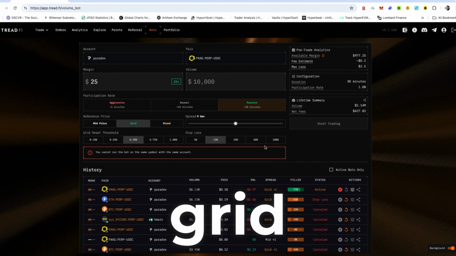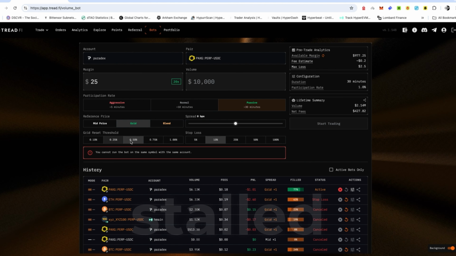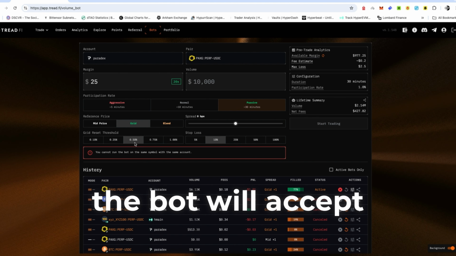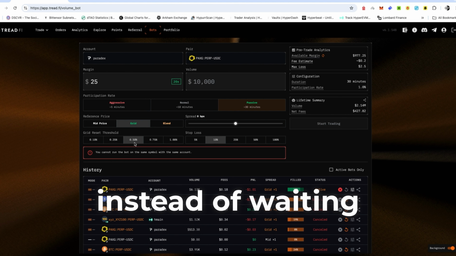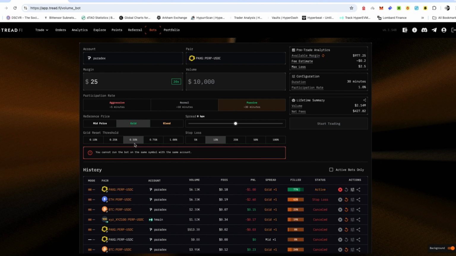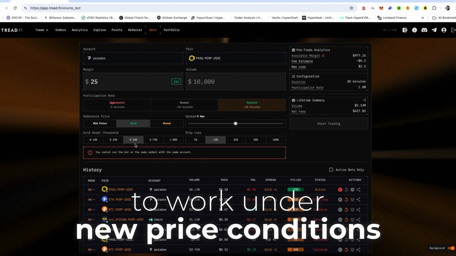Next is grid reset threshold. This setting helps when your bot gets stalled. For example, if you set it to 50%, the bot will accept that loss and restart around the current price instead of waiting to fully hit stop loss. This gives the bot another chance to work under new price conditions.